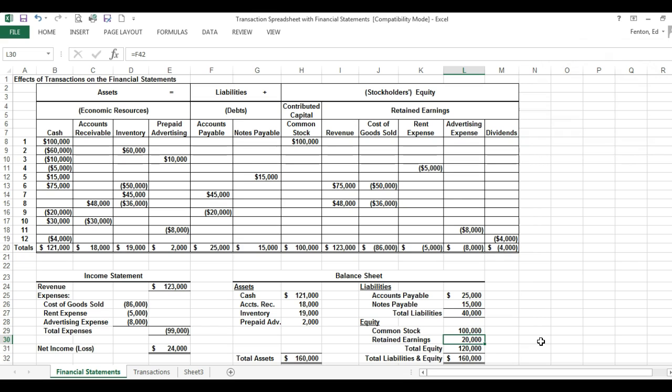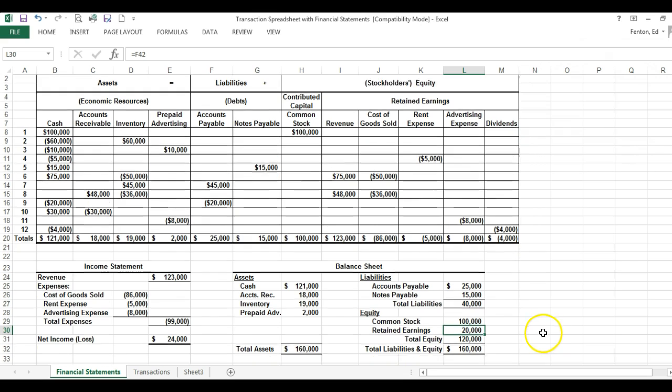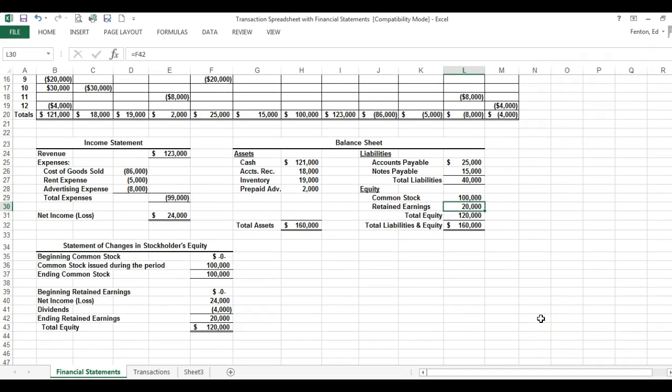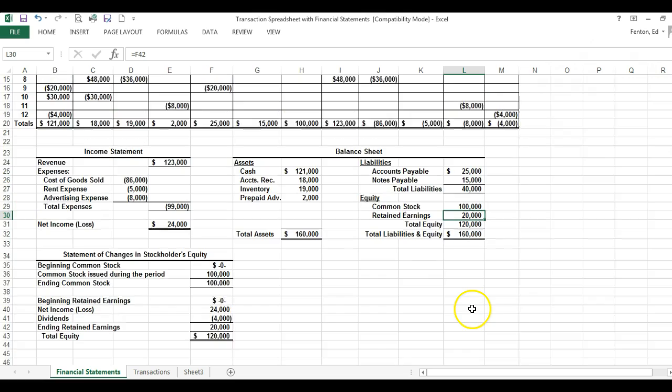Earlier we saw that was the same number, but if we scroll down and look at the statement of changes in stockholders' equity, we can see that yes, net income will increase retained earnings, but when we pay dividends, dividends are a payment of part of the profits to the owners that will reduce retained earnings. So that's why ending retained earnings is only $20,000.